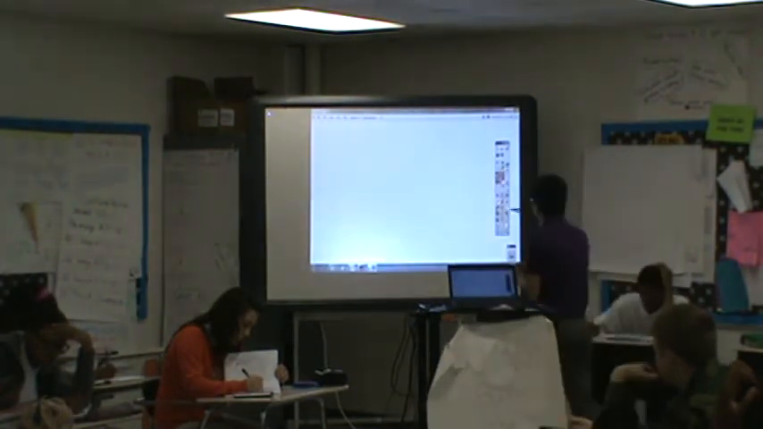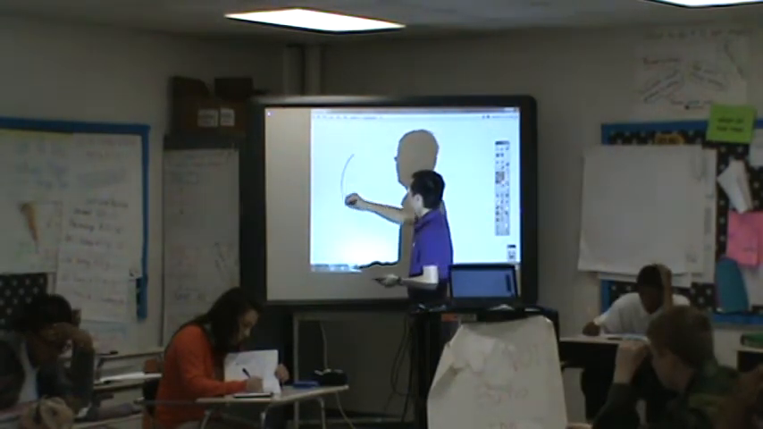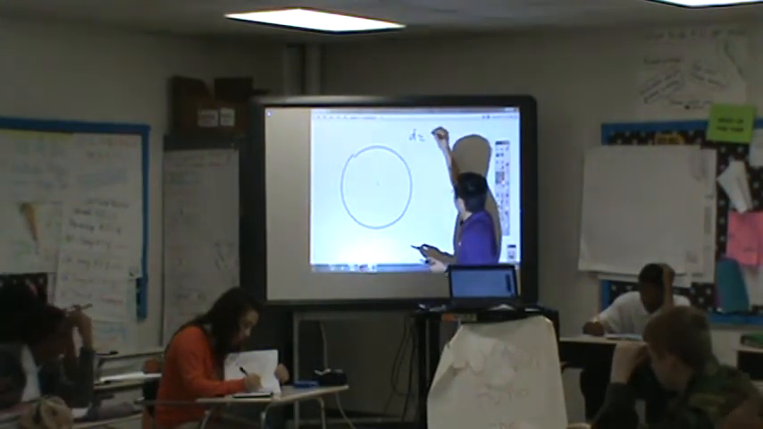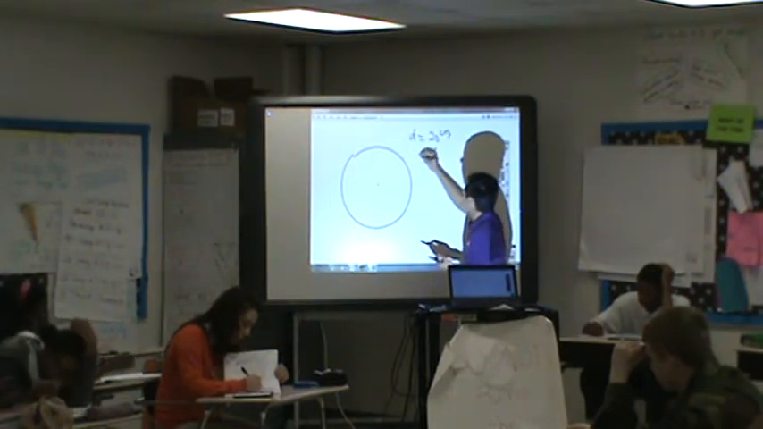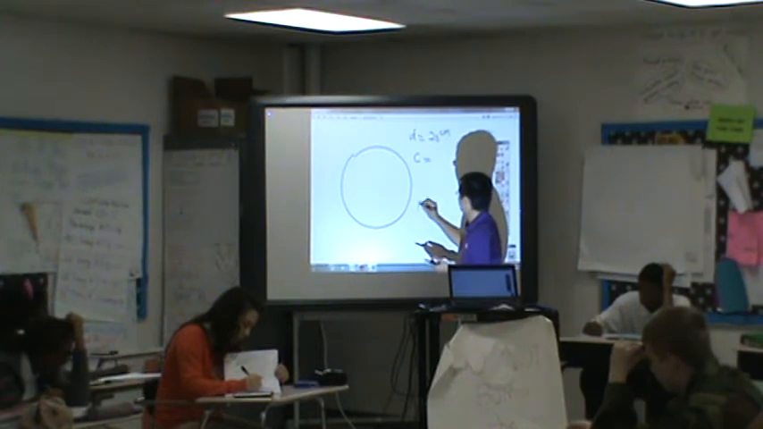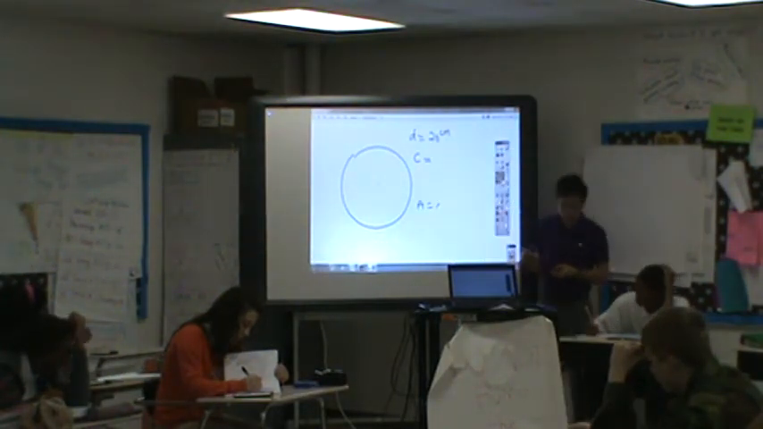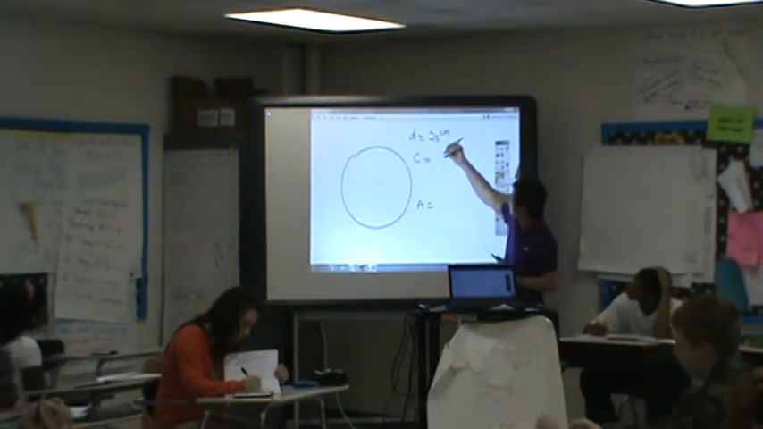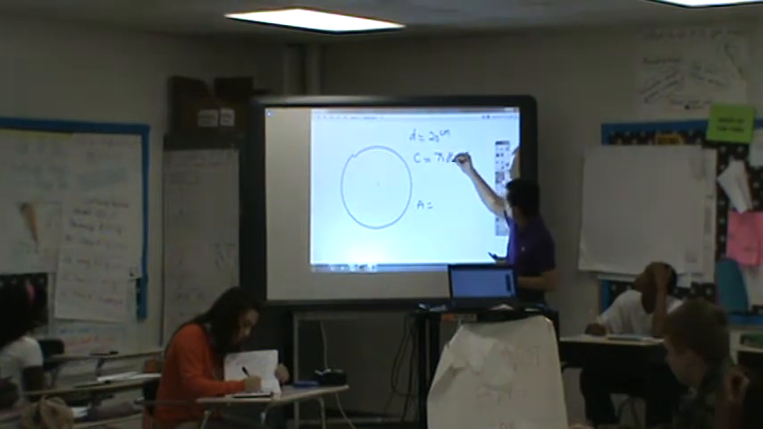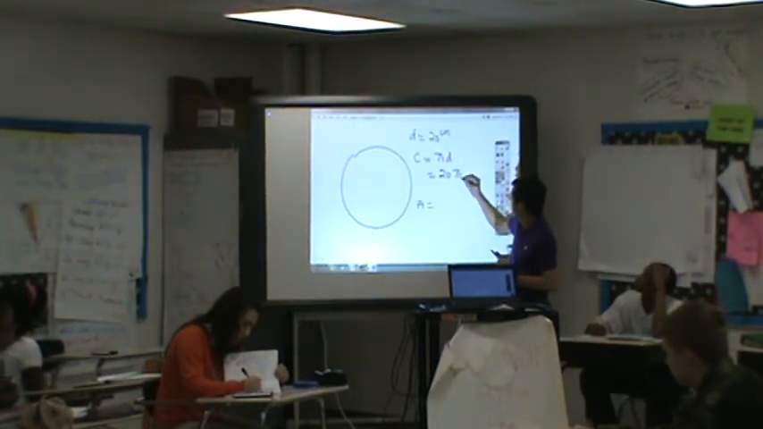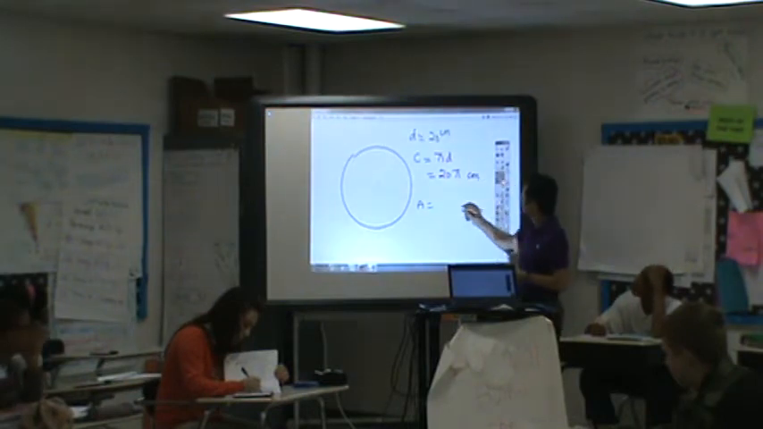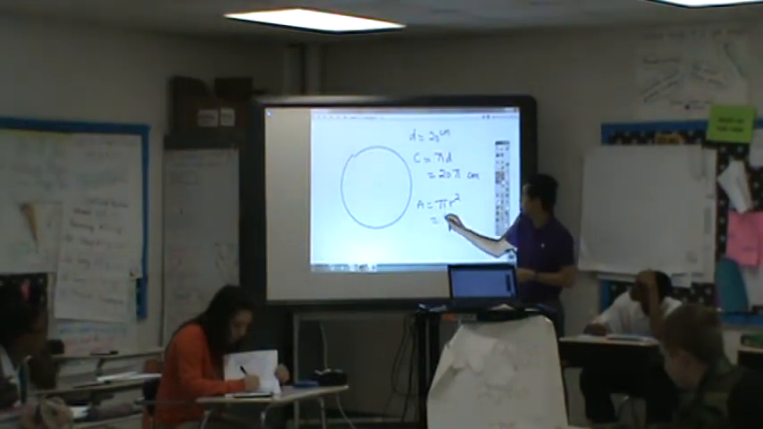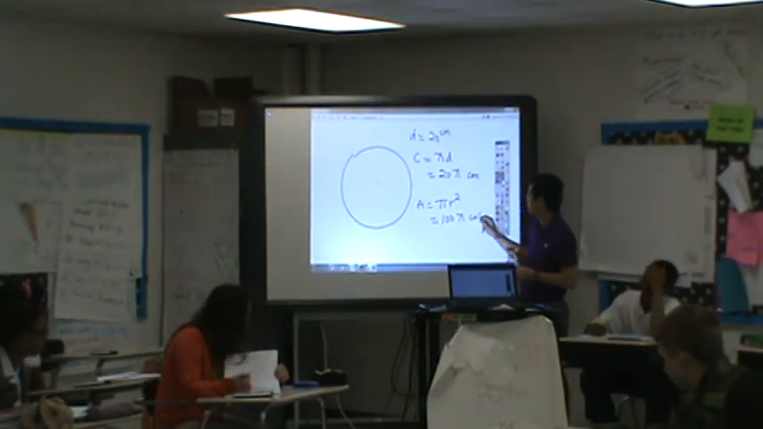All right, given a circle with the diameter of 20, what is the circumference and the area? Same as the warm up earlier. Circumference is, I'm going to write pi d, which is 20 pi, right? And then the area is pi r squared, which is equal to 100 pi centimeters squared.